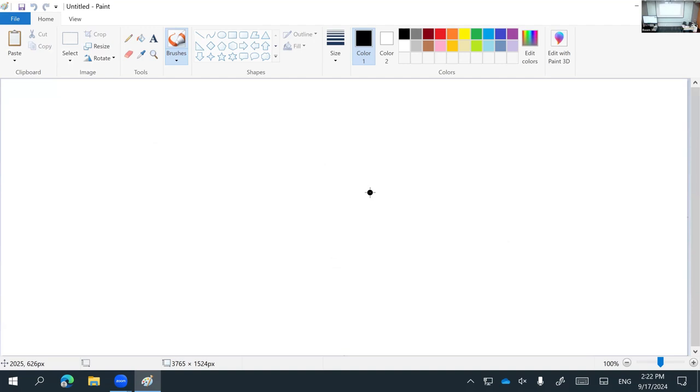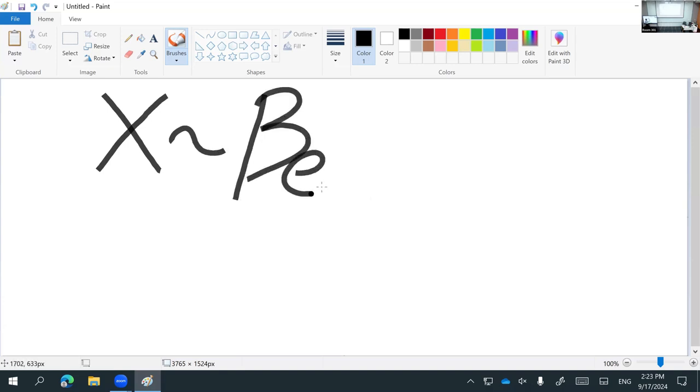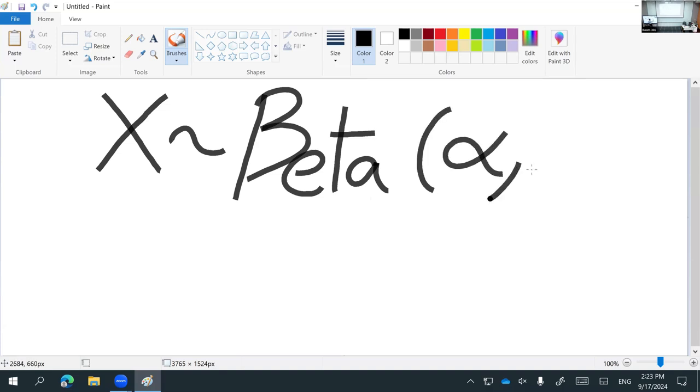What else? What about when you generate a random number in Excel? That gives you what's called a uniform distribution between 0 and 1, right? Well, I tell you what, let's call this distribution X beta, with parameters alpha and beta. Don't worry about the details.